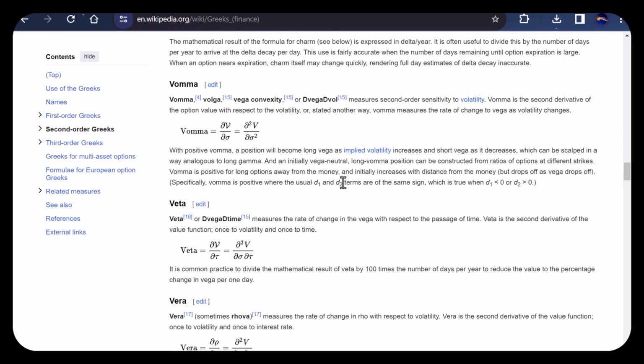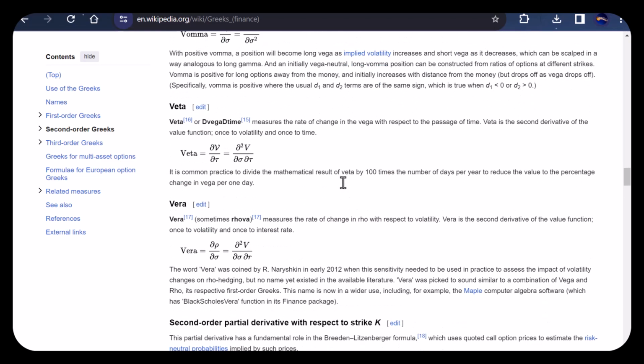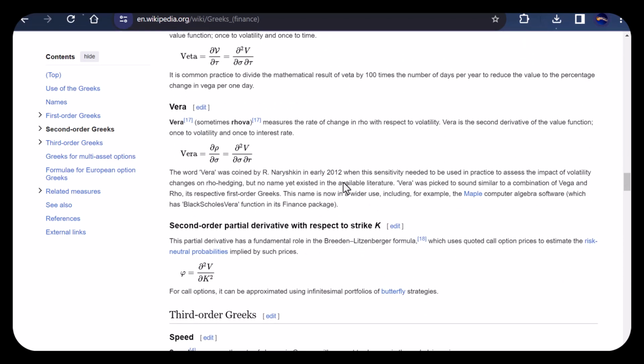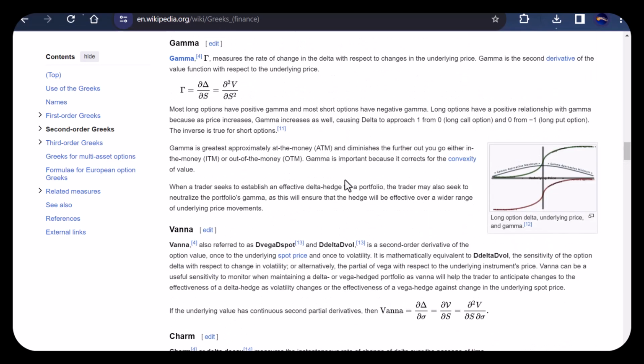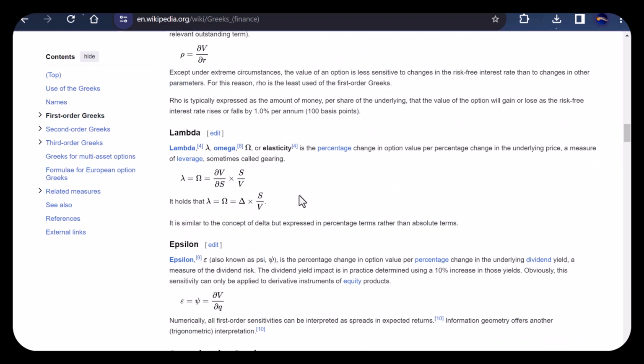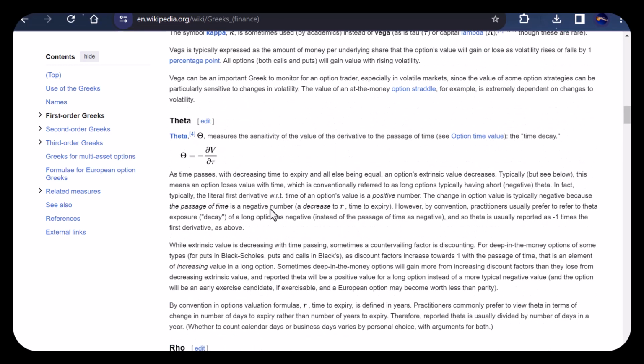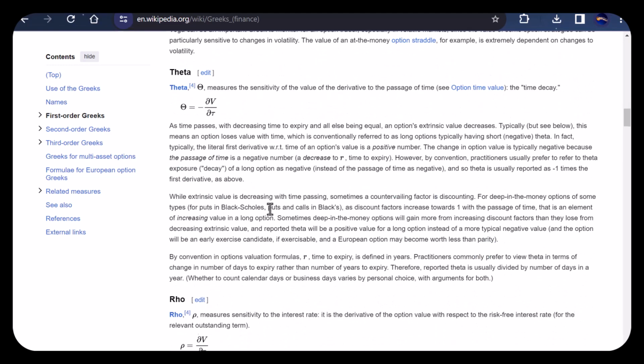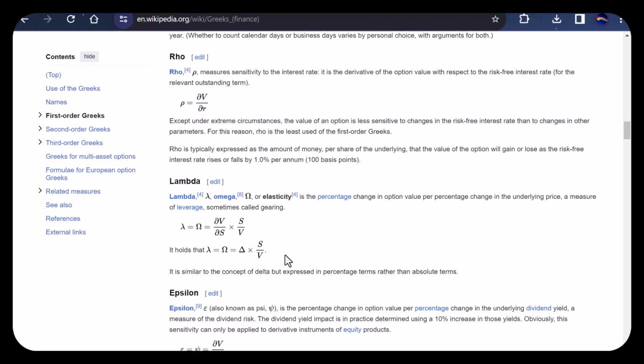So, it's called lambda, if I'm not mistaken. Yeah. It's delta times, I think here, V is the value of the option. Yeah. S is the value of the underlying price.